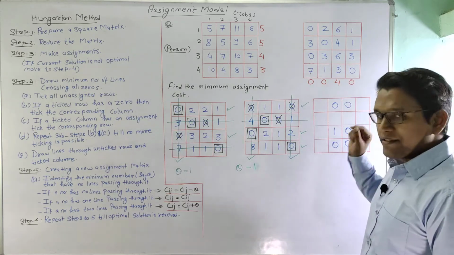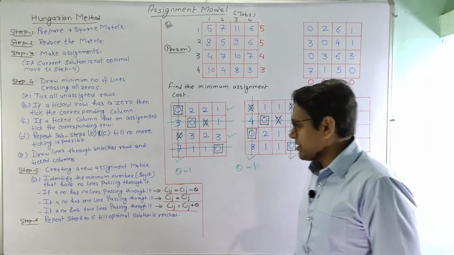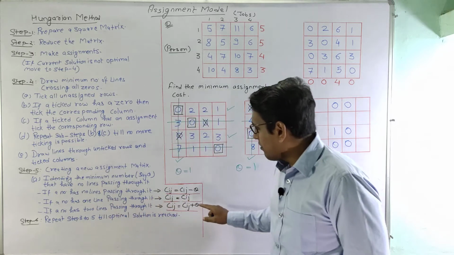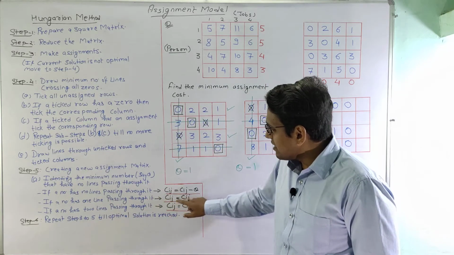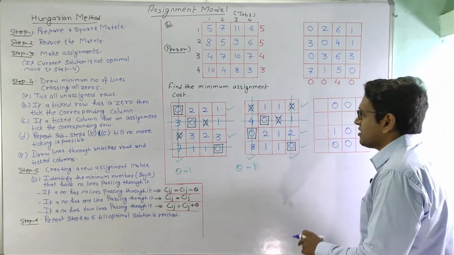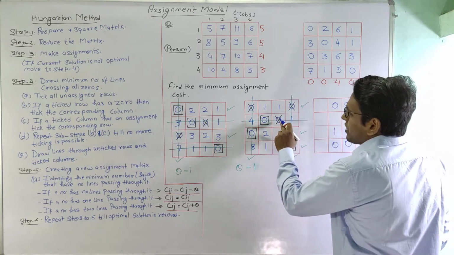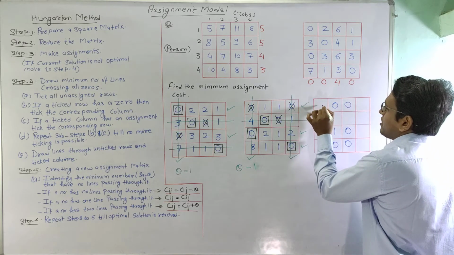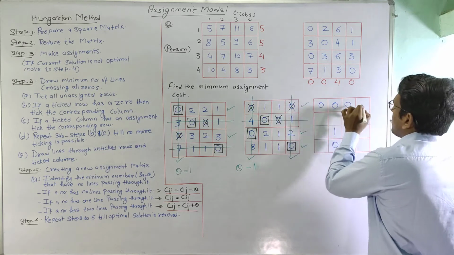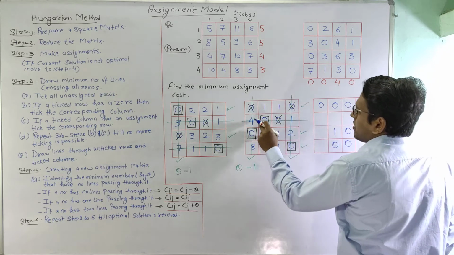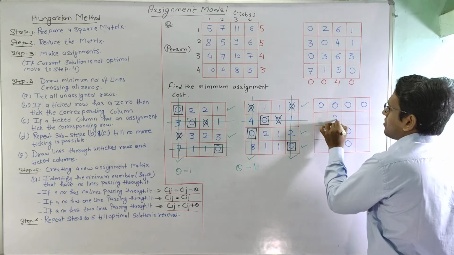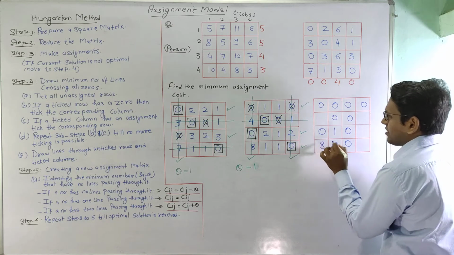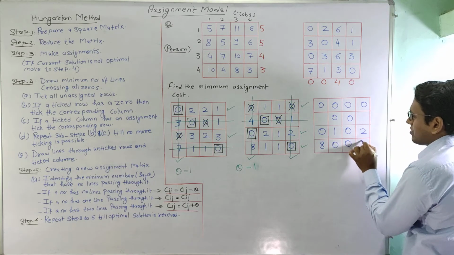Now for the cells having a single line passing through them, the new Cij is equal to the old Cij. That means these values where a single line is passing will remain as they are. So we will write these values as they are: 0, 0, and this is also 0, 0, this is 0, this is 8, this is 2, this is 0.